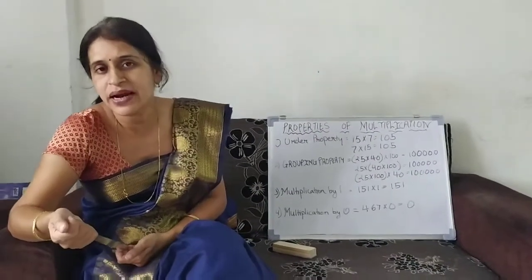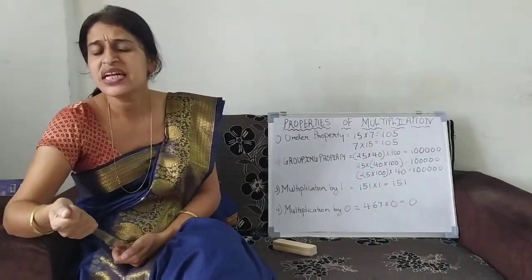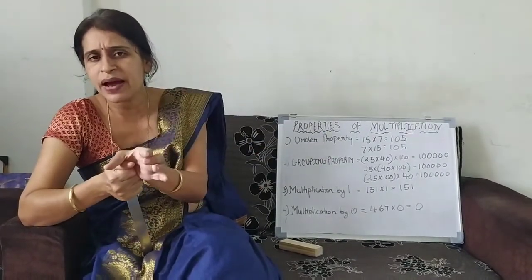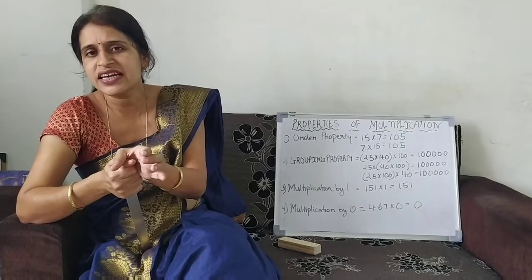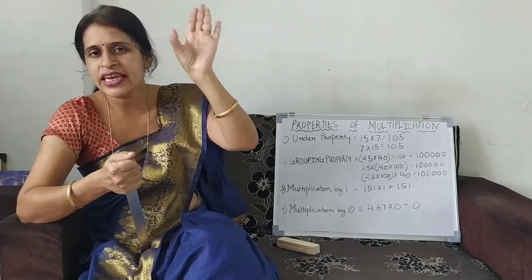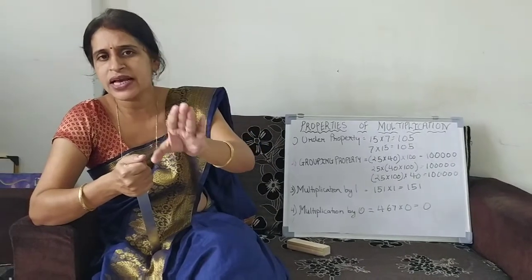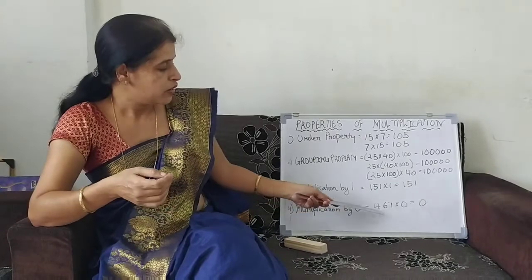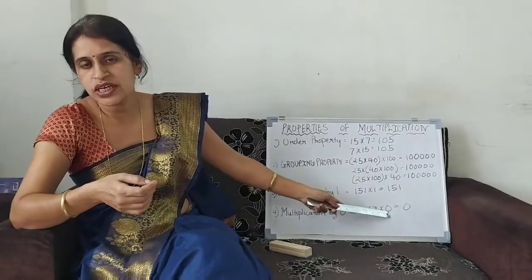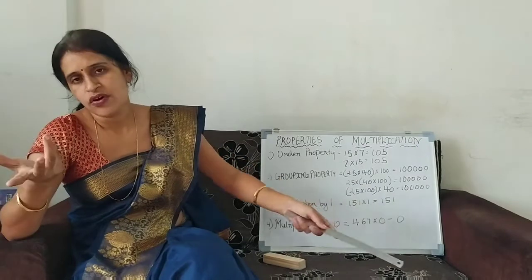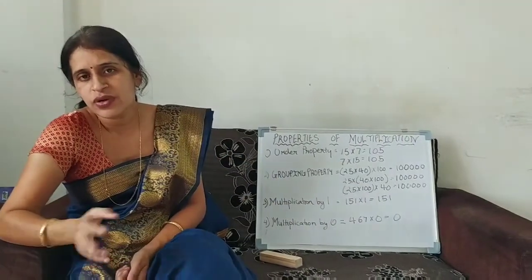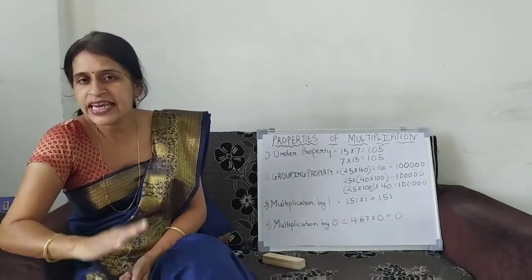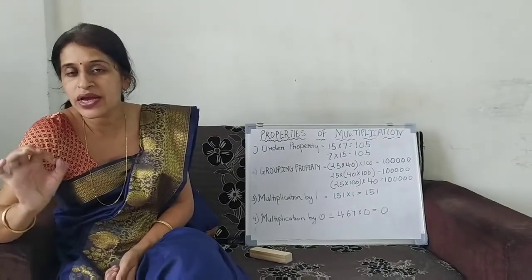Now let's come to the fourth property. Fourth property is multiplication by 0. This means any number when multiplied by 0, the answer is 0. For example, 467 into 0 is 0. 5 into 0, 0. 7 into 0, 0. 500 into 0, 0. Any number when multiplied by 0 is 0.